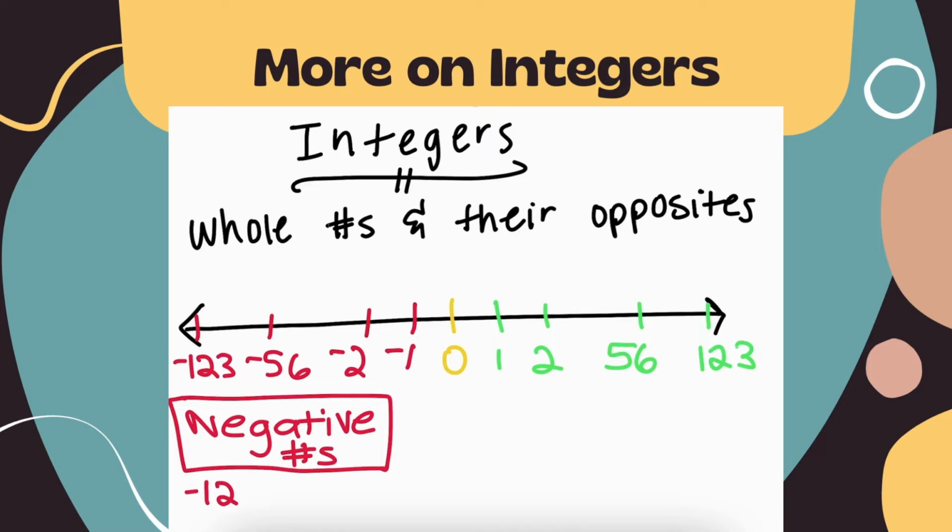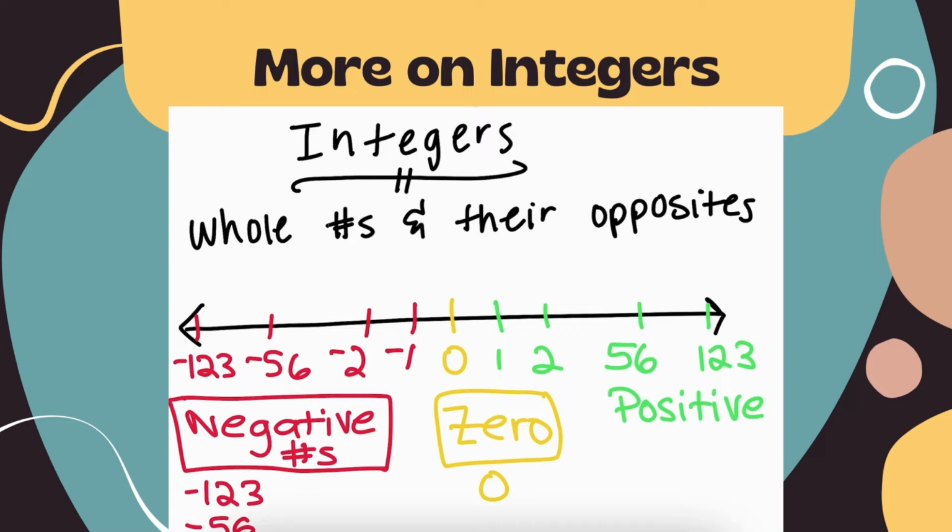Just like when we talk about x in math, we know that's 1x. It's just an understood 1. So just remember that integers can be negative, like -123 or -56. 0 is really special because it's not positive, it's not negative, it's just non-negative. And then we have positive numbers as well. And those are going to be whole numbers and their opposites.